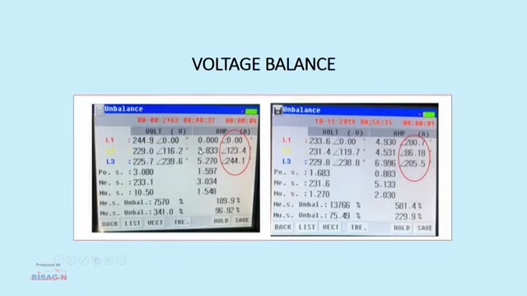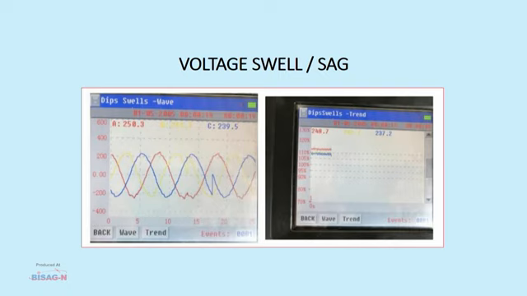Now coming to voltage imbalances. We can see in our case there is a slight voltage imbalance both times we took the measurement. So we have to redistribute our load. Voltage dips and swells: the power quality analyzer clearly brings out the voltage dips and swells in the system. Hence, we know where the switching or any power electronic device is being used, and they can be effectively countered.